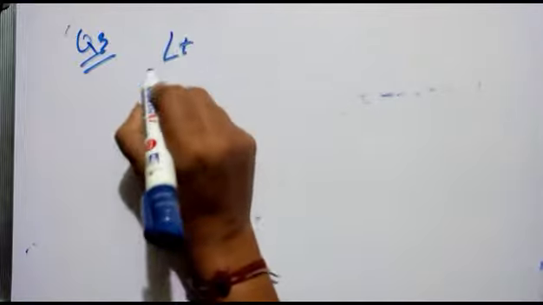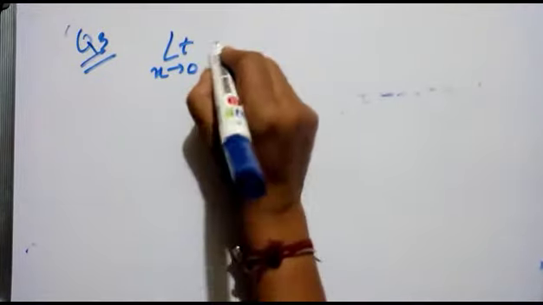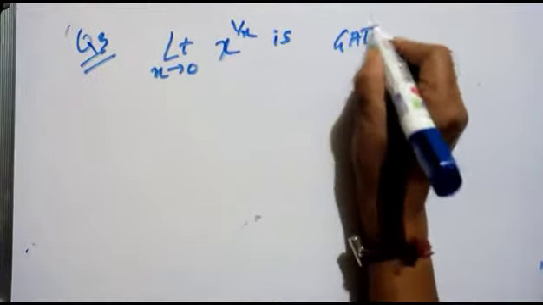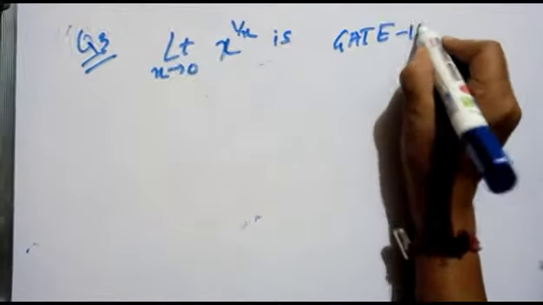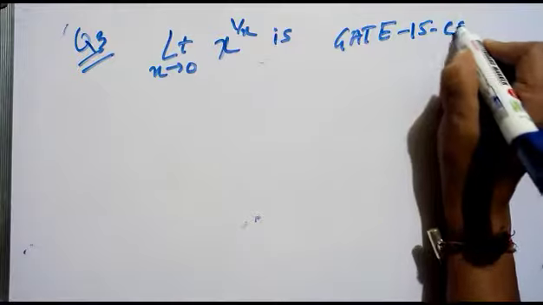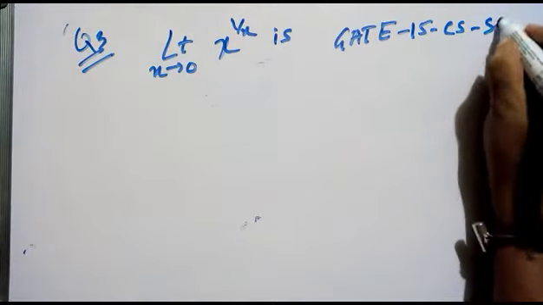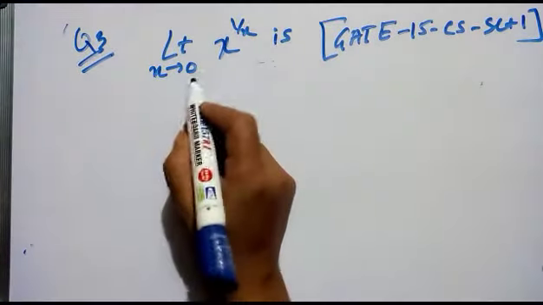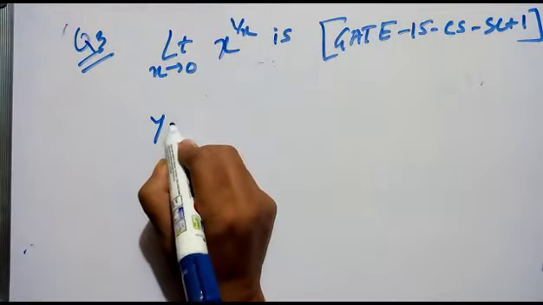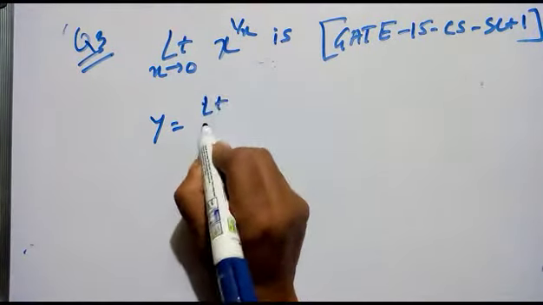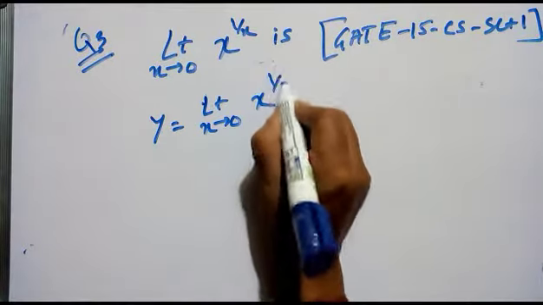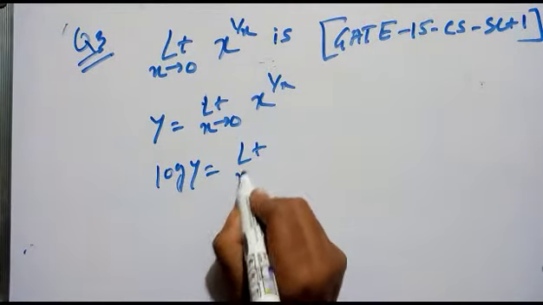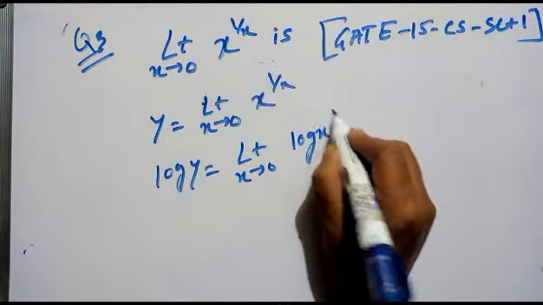Question number three. Limit x tends to 0, x to the power 1 by x. This has come to GATE 2015, computer science, set 1. Matlab set 1 mein aaya tha computer science GATE ka. Clear? So this type of math we always consider as y. So y equal to limit x tends to 0, x to the power 1 by x. Clear?